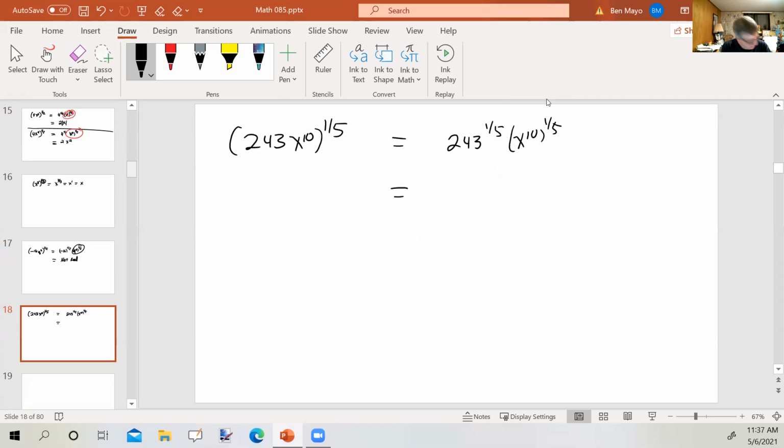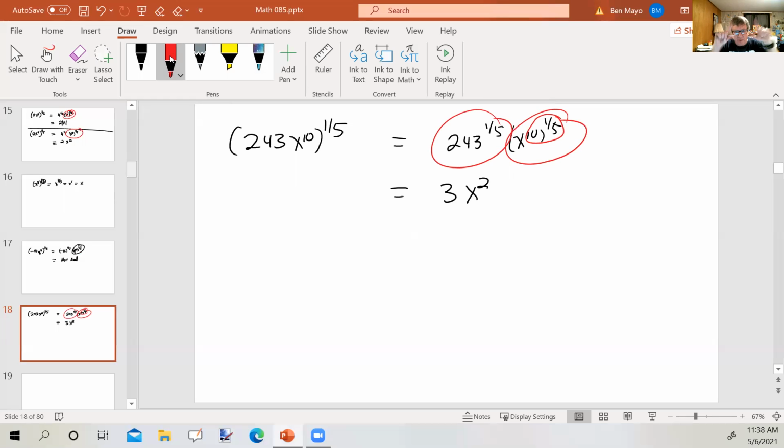Well, let's see. What goes into 243? Looks like 3 does. I'm going to put that into my calculator: 243 raised to the 1 divided by 5 power. I'm getting 3. So this is 3x to the 10/5, or x squared. I can't really do this part on my calculator, but I can put that into my calculator using the caret key with parentheses around the 1/5.